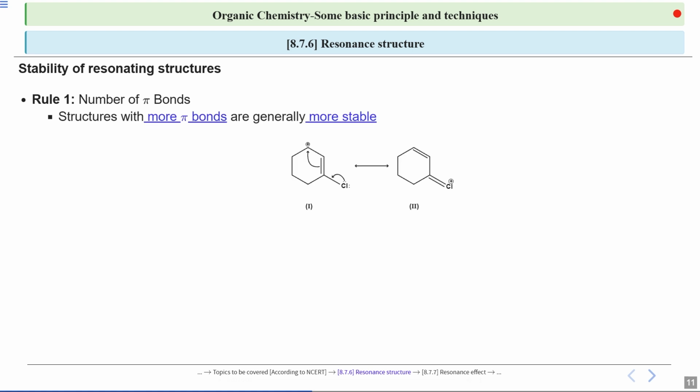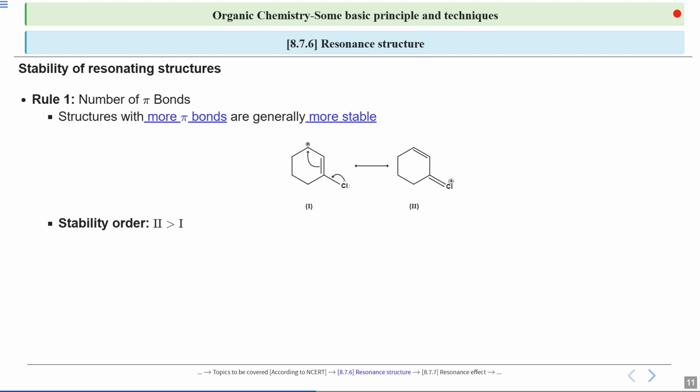According to this rule, the structures with more pi bonds are generally more stable. Let's look at two structures. Here you can see that the first structure is having 1 pi bond, whereas the second structure is having 2 pi bonds. So which one will be more stable according to rule number 1? Of course, structure number 2 will be more stable than structure number 1.